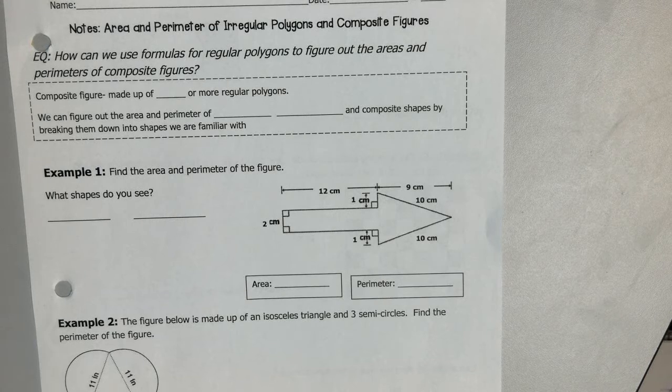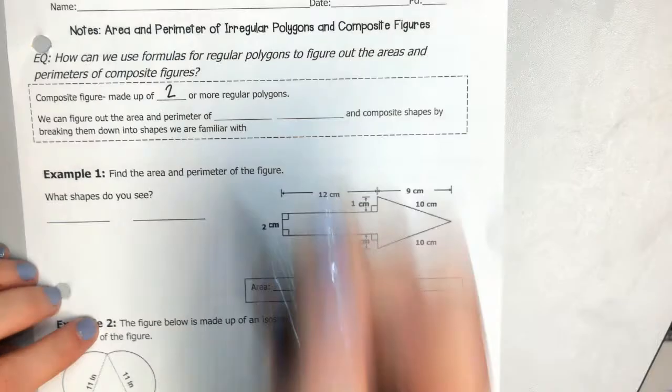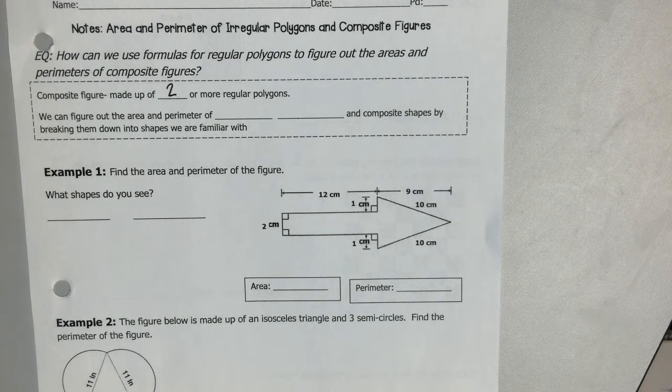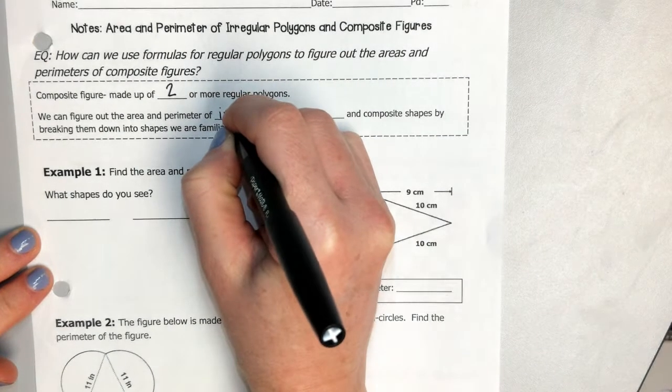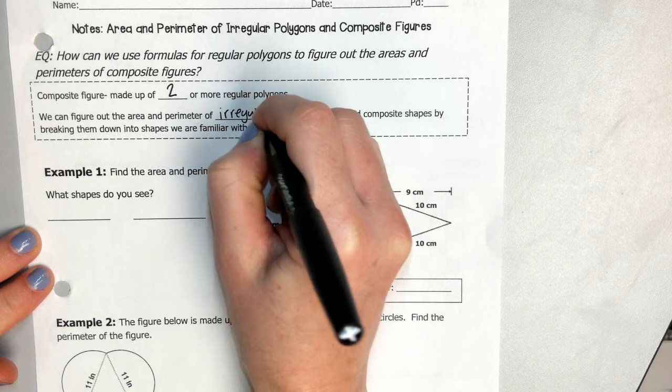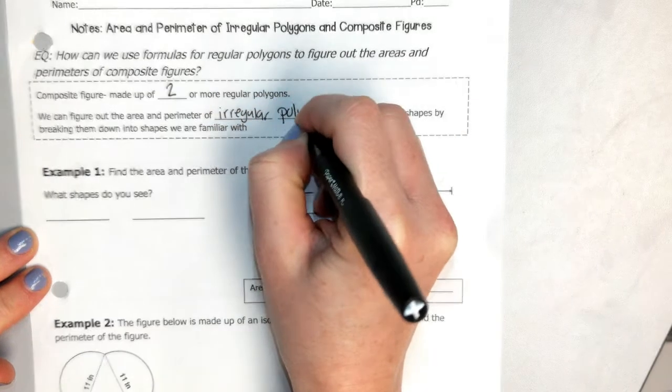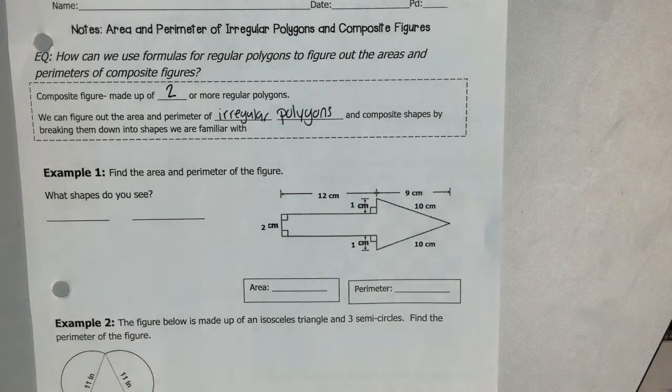So this is how can we use formulas for regular polygons to find out the areas and perimeters of composite figures. A composite figure is made up of 2 or more regular polygons. We can find out the area and perimeter of irregular polygons and composite shapes by breaking them down into shapes we are familiar with.